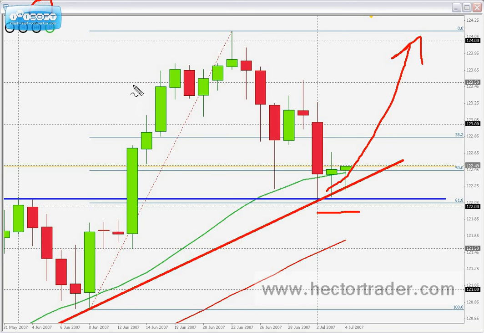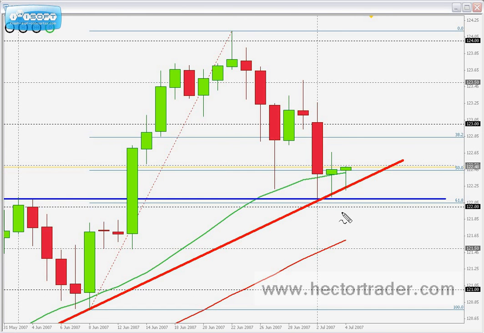Perhaps this kind of system might fail once, twice, 3 times, but whenever you get a nice entry, whenever you get it right, the risk-reward is like 1 to 5, 1 to 10, or even better.